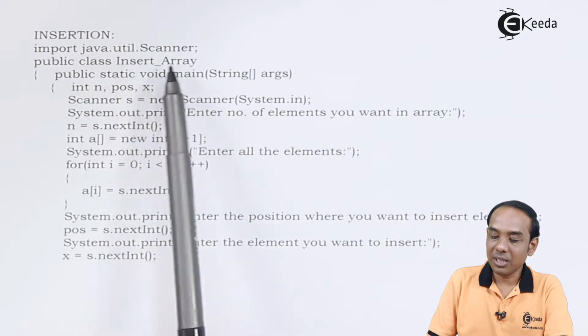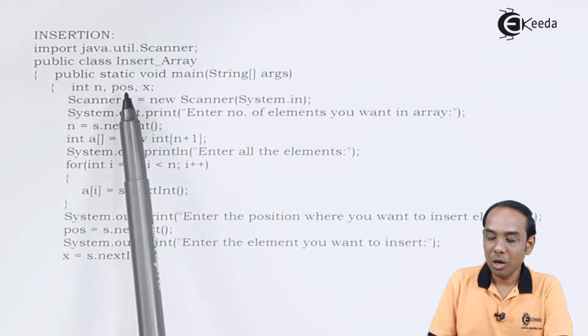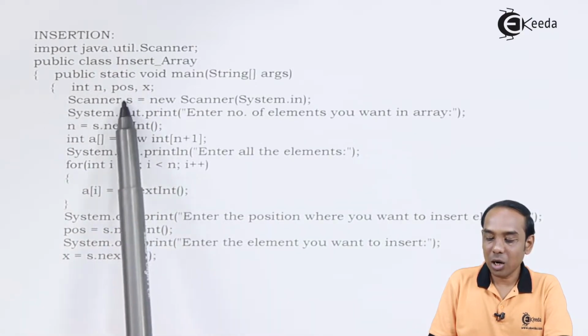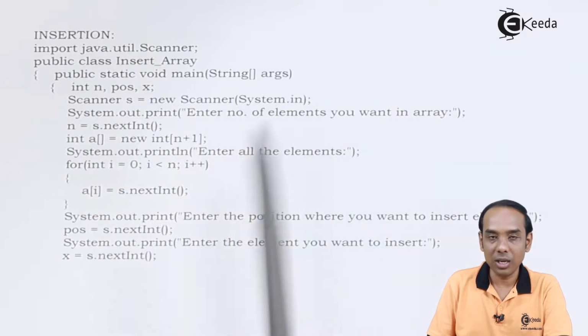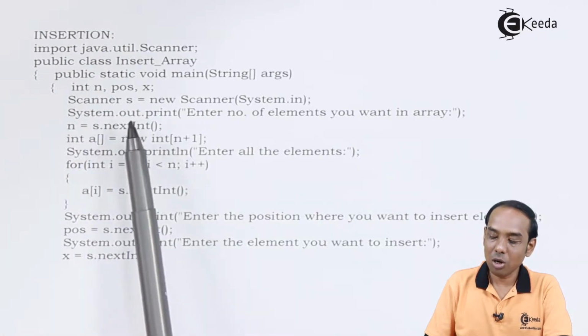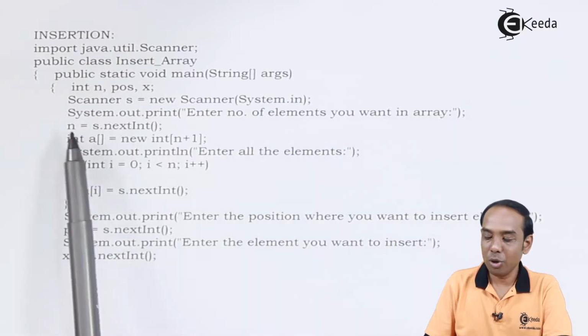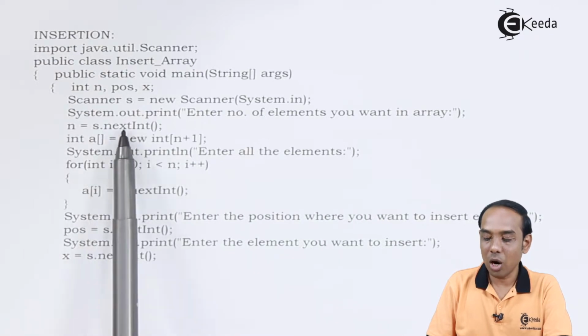I've defined a class named InsertArray. Inside the main method of the class, I've defined three variables: n, pos, that is position, and x. Then I've taken the scanner class object s. So I write Scanner s equal to new Scanner(System.in). Then we will ask the user to enter the number of elements in the array. We write System.out.println, enter the number of elements you want in the array, and we are going to store it in the variable called n. Hence we write n equal to s.nextInt().